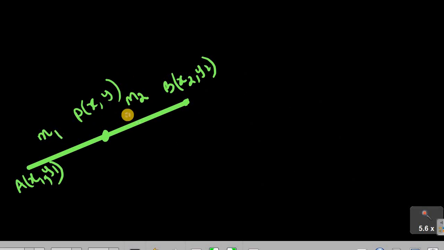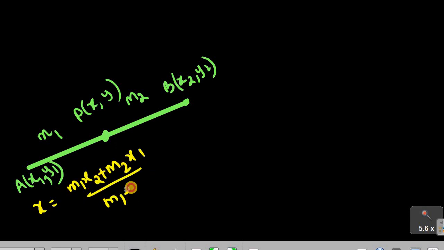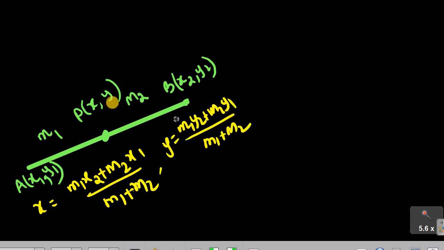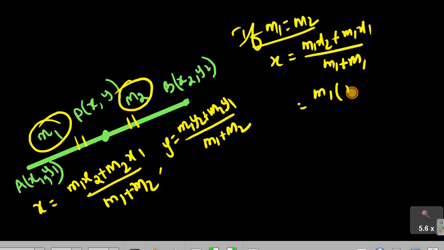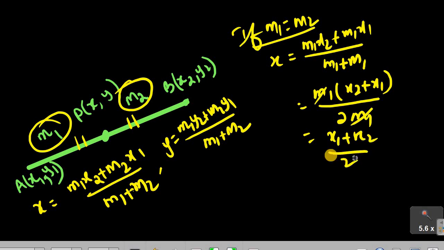There you have studied the dividing point P(x, y) is equal to (m1x2 + m2x1)/(m1 + m2) for x, and for y, (m1y2 + m2y1)/(m1 + m2). Now if P lies in the middle of AB, then m1 will be equal to m2. So we have x equals (m1x2 + m1x1)/(m1 + m1), that is m1 common, then (x2 + x1) upon 2m1. The m1 cancels, so you get (x1 + x2)/2, and similarly we will get y equals (y1 + y2)/2. So this is our midpoint formula.